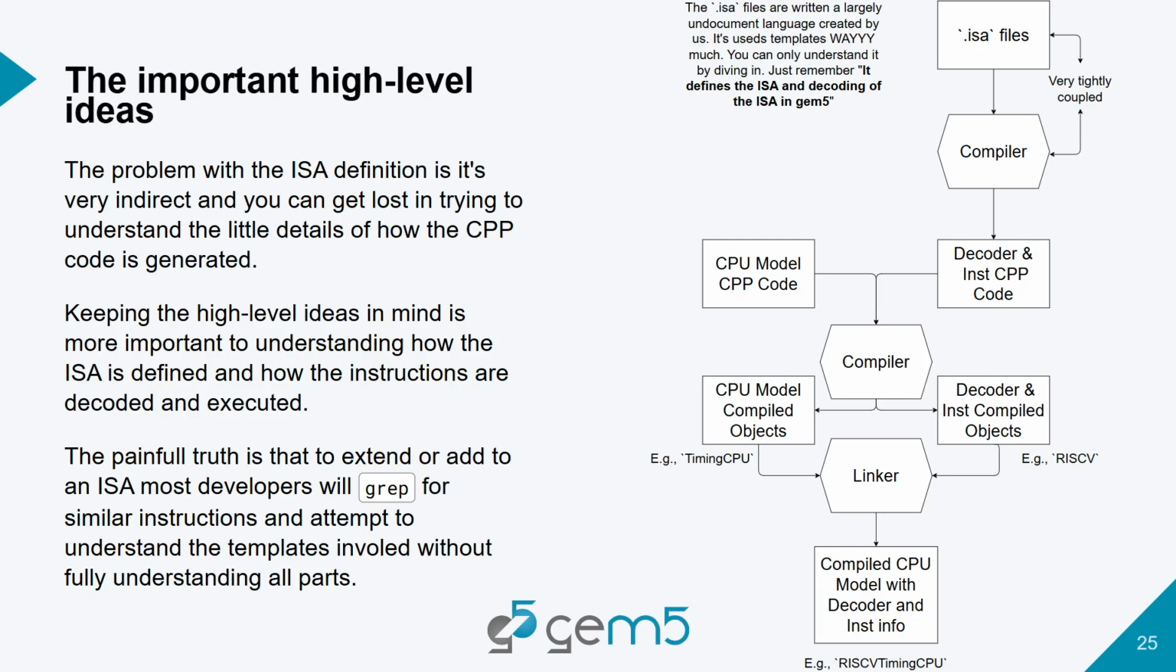I think the top part is the most important part. The parser will take in these files and create C++ code. Our compiler will then take the C++ code and compile it into gem5. That is one of the things you should definitely keep in mind when getting into this, because everything else here is spaghetti code that can get you lost and confused pretty easily. I think the painful truth is that to add and extend an ISA, most developers will just grep for similar instructions and try to work from there.